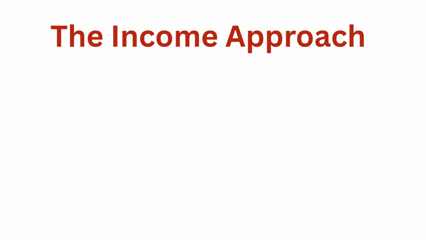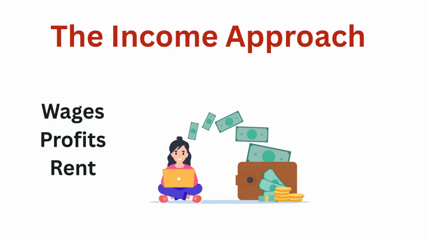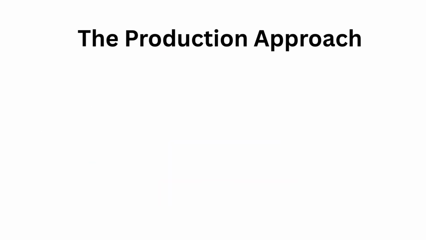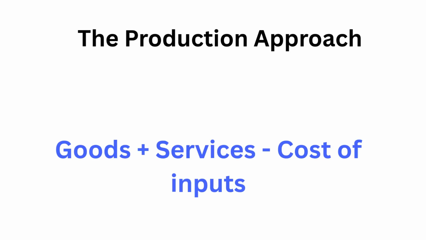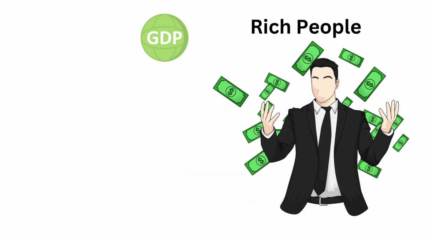Second, the income approach. This adds up all the income earned in the country, like wages, profits, and rent. Third, the production approach. Also called the output method, this sums the value of all goods and services produced, minus the cost of inputs. All three approaches aim to arrive at the same GDP number, just from different sides of the economy.